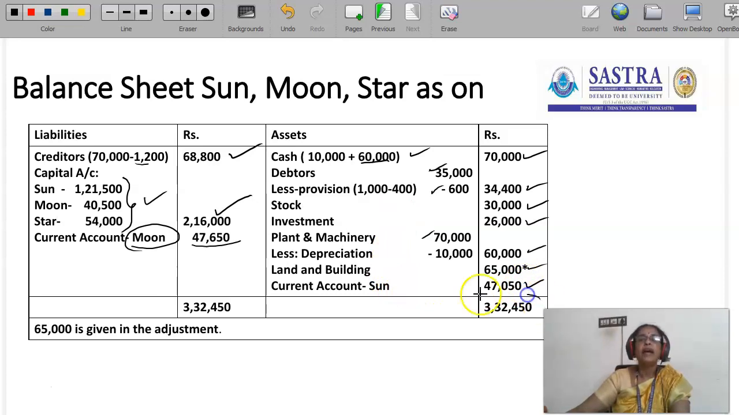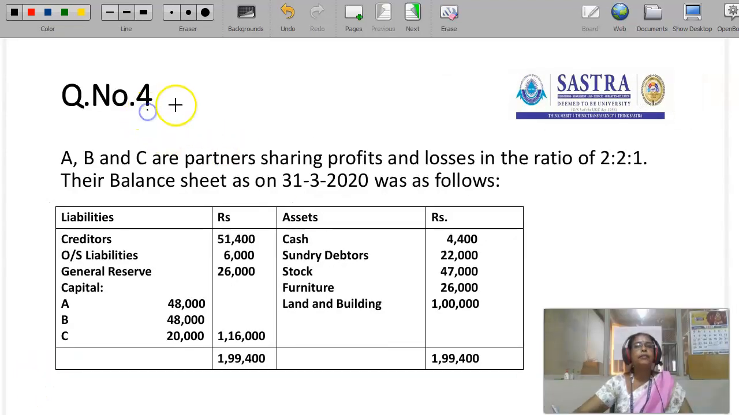So the total of the balance sheet is 3,32,450. In this way we have to prepare the balance sheet of Sun, Moon and Star. I hope you all understand how to prepare the capital account, revaluation account and balance sheet, and how to calculate the new profit sharing ratio and sacrificing ratio and all. Thank you very much. Now let's see question number 4.